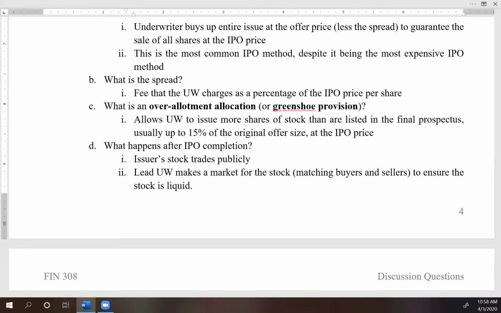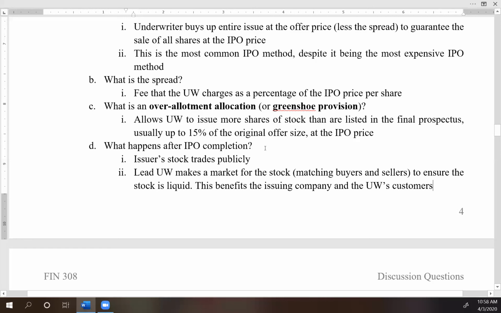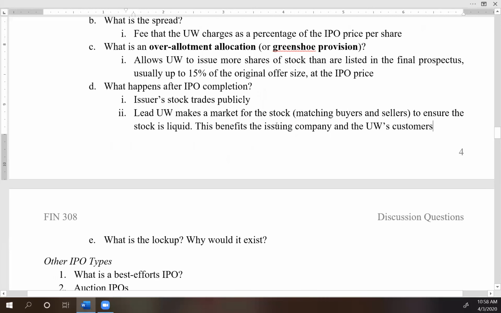This benefits the company as well as the underwriter's customers who bought the shares in the first place. And so if you ensure that the stocks are liquid, from the underwriter's perspective, you'll be able to use those same customers for future IPOs.